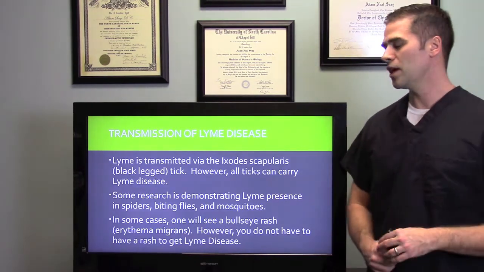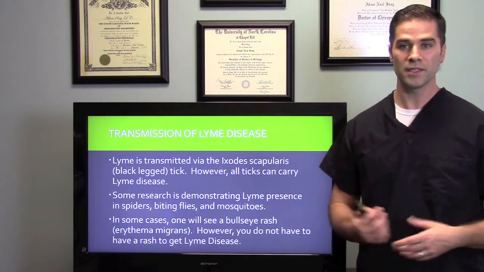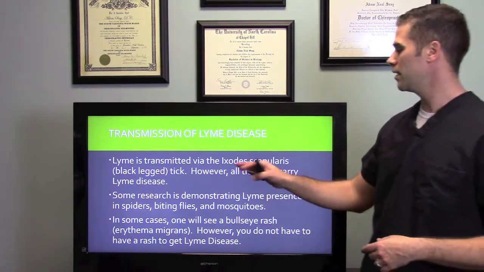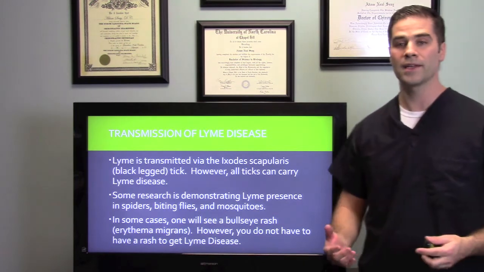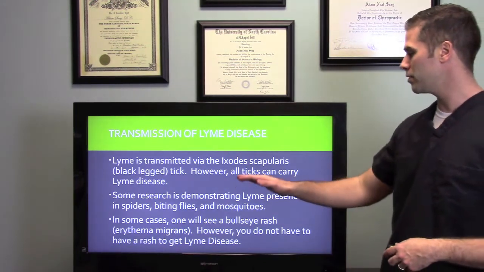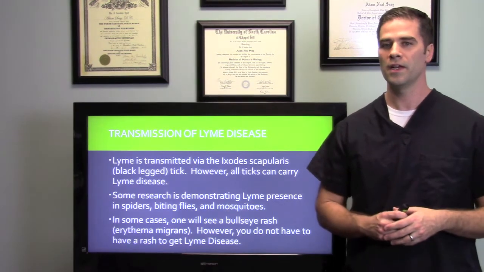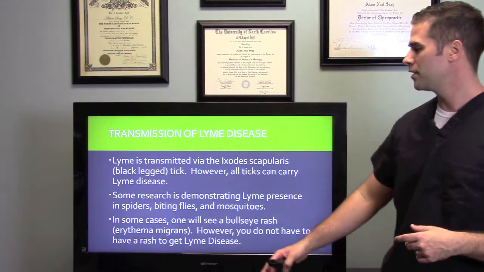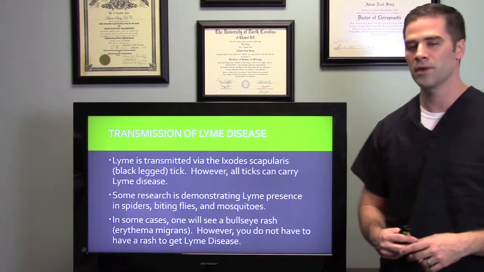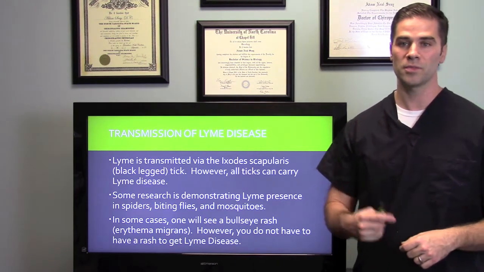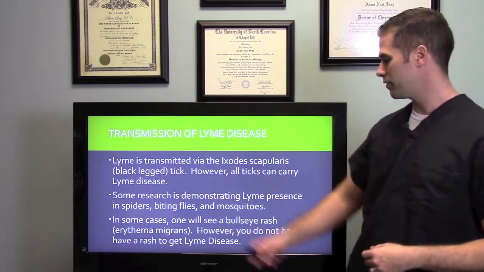The transmission of Lyme is usually through what most people associate, a tick, in particular the Ixodes scapularis, which is the black-legged tick. However, all ticks can carry Lyme disease. So they used to think it's just the deer tick, but they're finding it's all ticks now. And some research is demonstrating that Lyme is present in other biting insects, such as spiders, mosquitoes, biting flies.